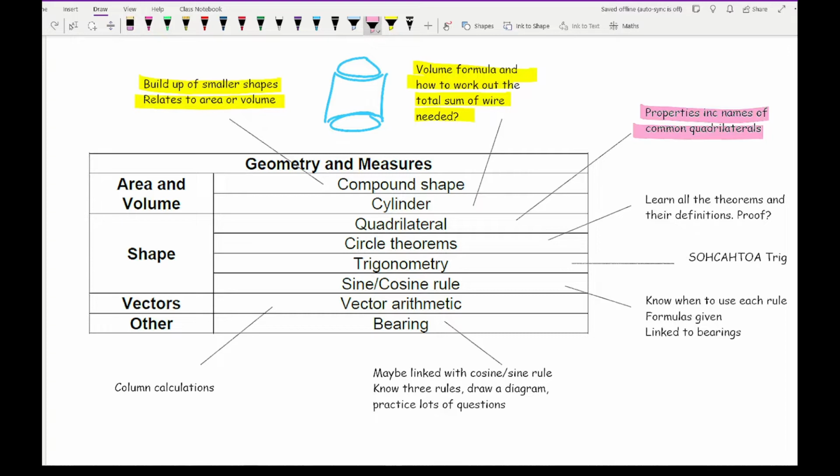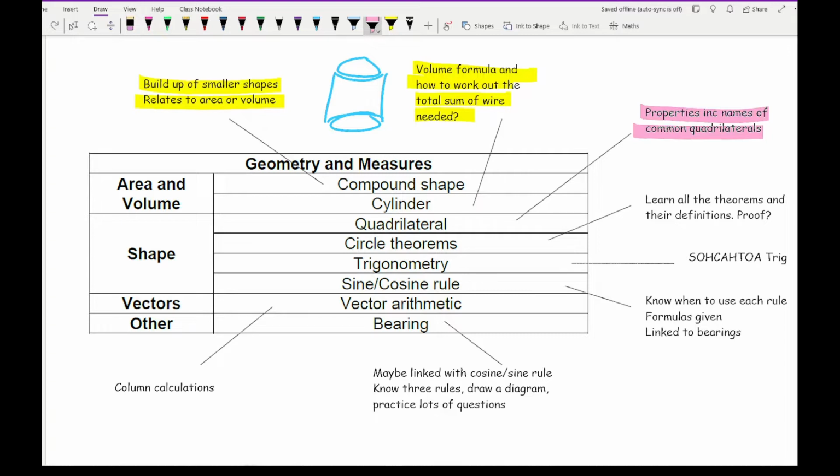Circle theorems, again, is very broad in the fact that you need to make sure you know what all the theorems are, but also know the correct definitions using words like subtended and all of those. Don't go for describing a rule as the bow or the arrowhead. You need to make sure you know the proper definitions to get those marks.